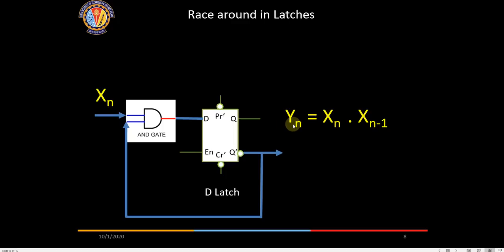This is the output function we want to realize, which is an AND of the present sample and the previous sample. So we want to detect 2 consecutive ones. We have made a circuit like this. What happens is, initially it is 0, so the output will be 0, this will be 1, so it is available here.